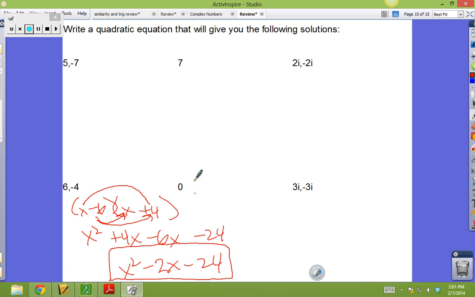And this 0 is going to be just like the 7. So it's going to be x plus a 0 and x plus a 0.